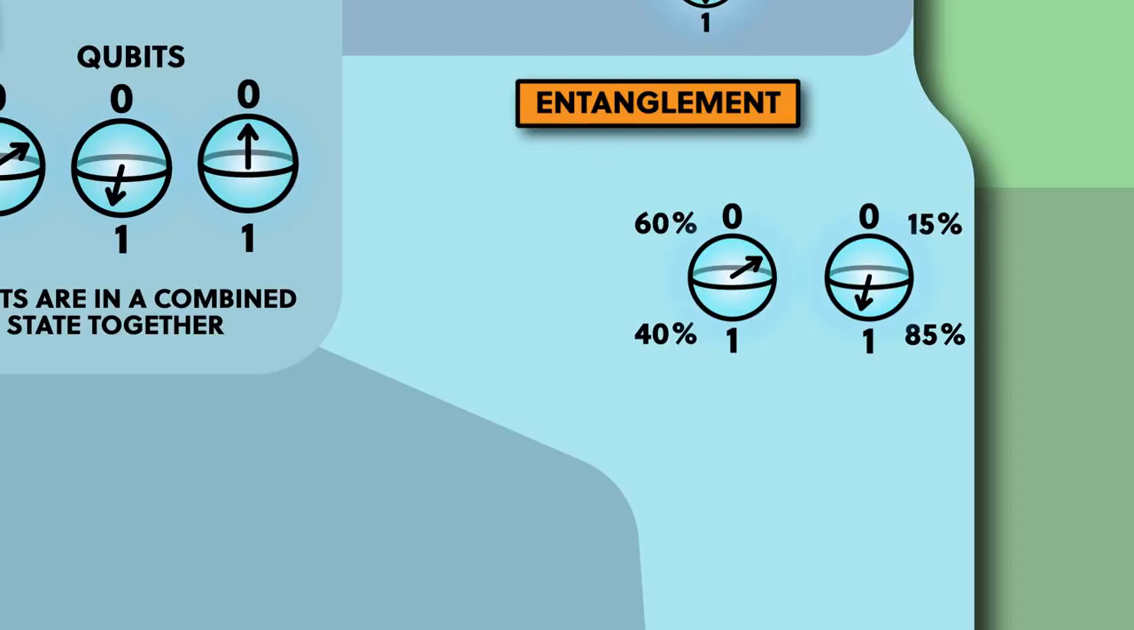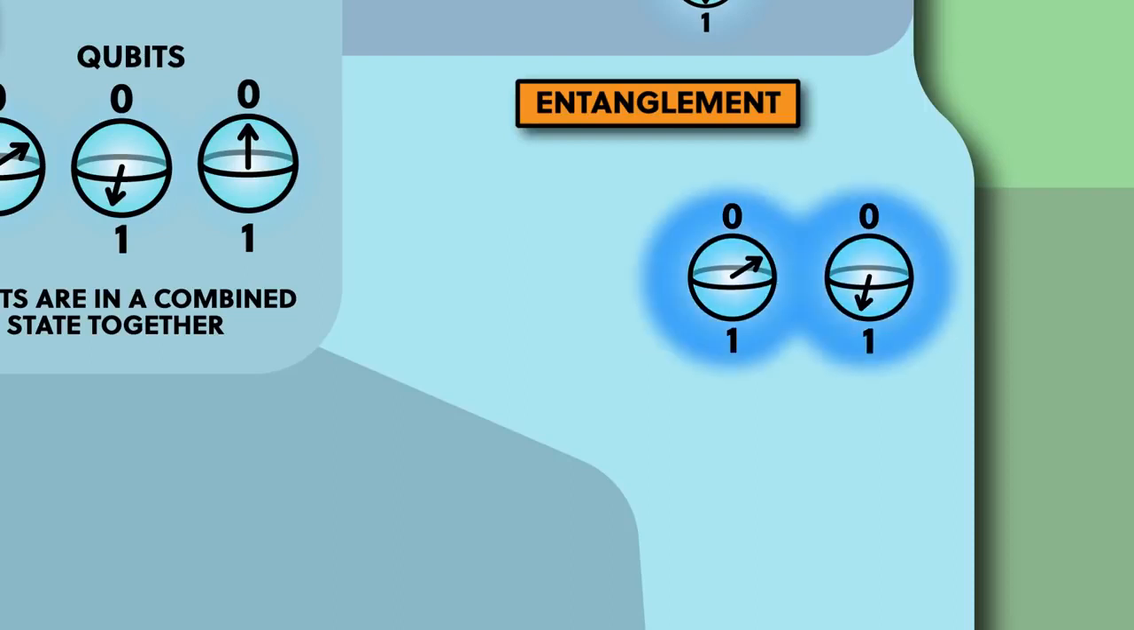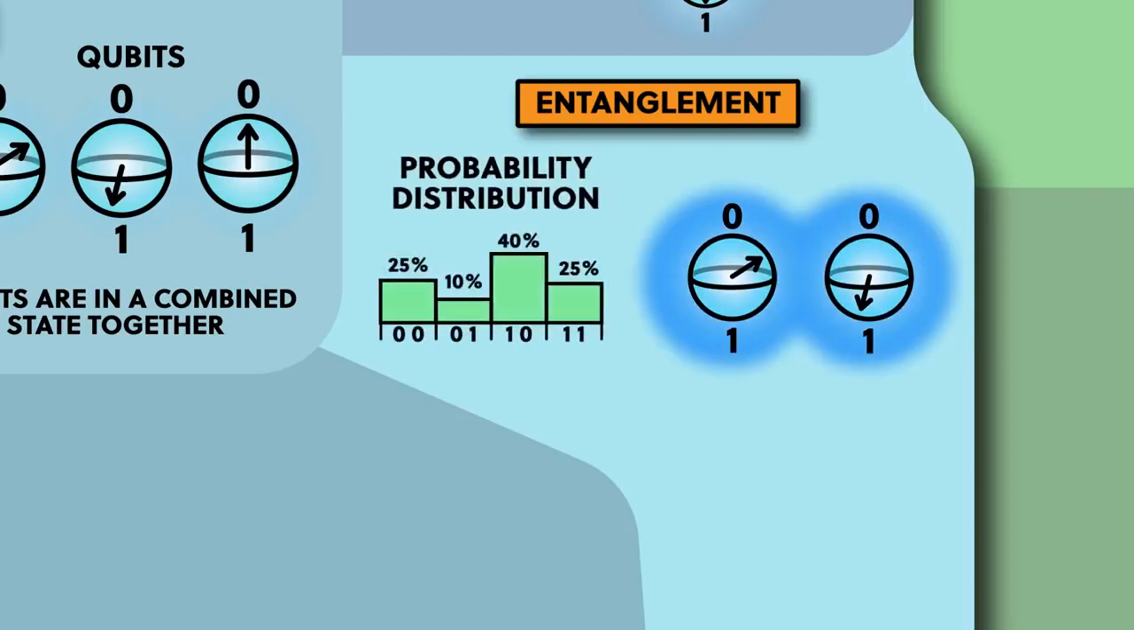But when we entangle them, we have to throw away those independent probabilities and calculate a probability distribution of all the possible states we can get out, either 0,0, 0,1, 1,0, or 1,1. The important point here is because the qubits are entangled, if you change the direction of the arrow on one qubit, it changes the probability distribution for the whole system. So the qubits are no longer independent of each other. They are all part of the same large state. And this is true no matter how many qubits you have.